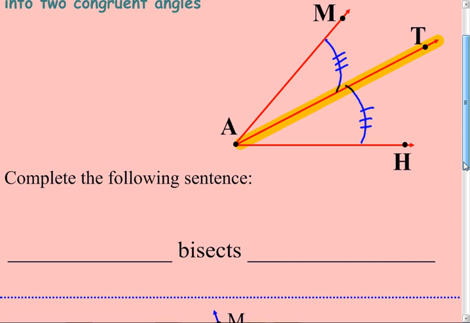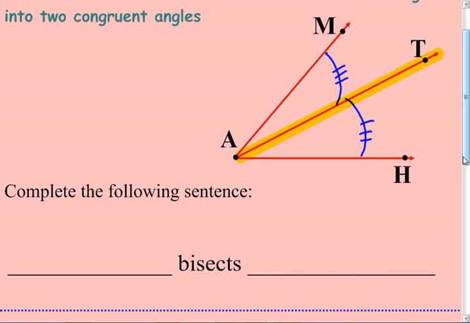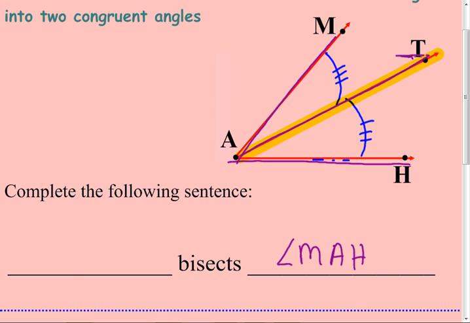Okay, so let's see if we can, using what I have here, what is bisecting what? What's the angle? I'd like to start there first. What's this big angle right here? Well, I don't know what it measures, but what's the name of that angle? M. What has to come next? A. H. Okay, what bisects that angle? That ray. How do you name the ray? A. T.